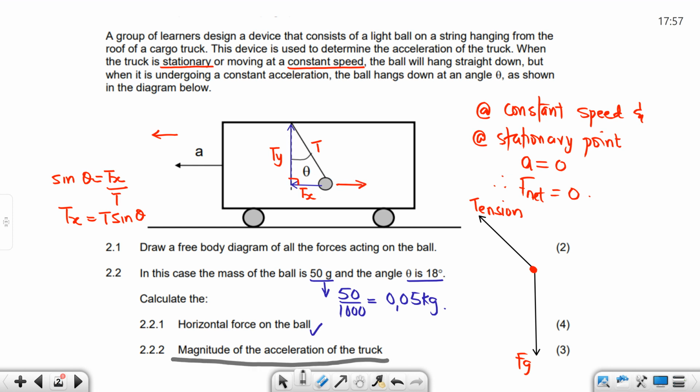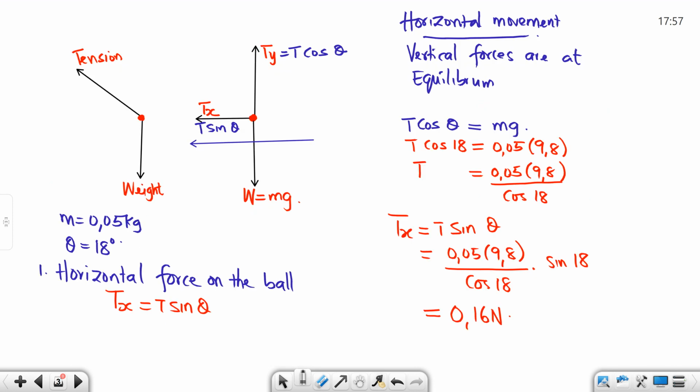Check the next question. Everybody, calculate the acceleration of the truck now. Let's get A. 3 marks. This is now easy. Let's get A, quickly.